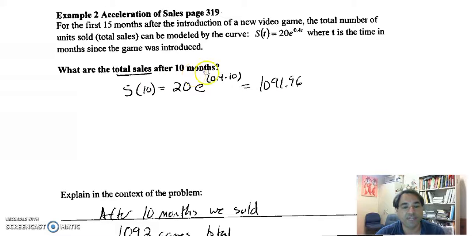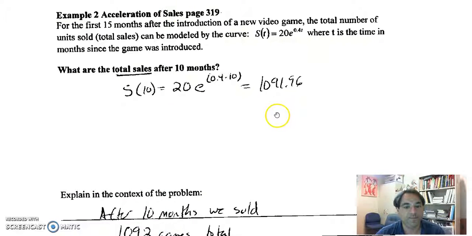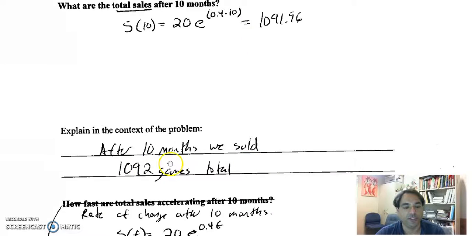So if I want to know total sales at 10 months, I plug 10 into the original. I can go to my calculator, go to y equals, clear what I have in there, y1, y2, clear, clear. In y1, I'm going to put 20, second ln for e raised to the 0.4x, close parenthesis. Go to the table feature by hitting second graph, delete what I have in there, push 10, and at 10 months, we have 1,092 games sold. So at 10 months, we've sold 1,092 games.